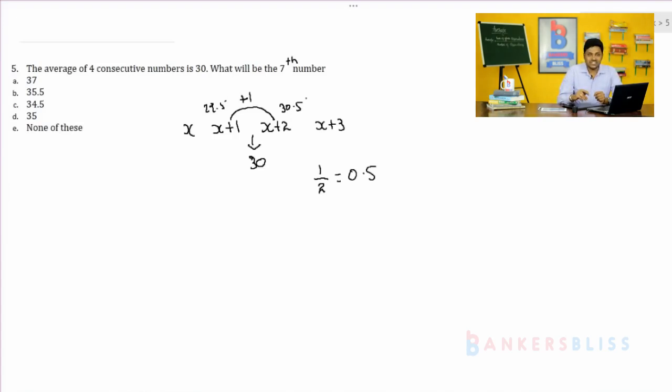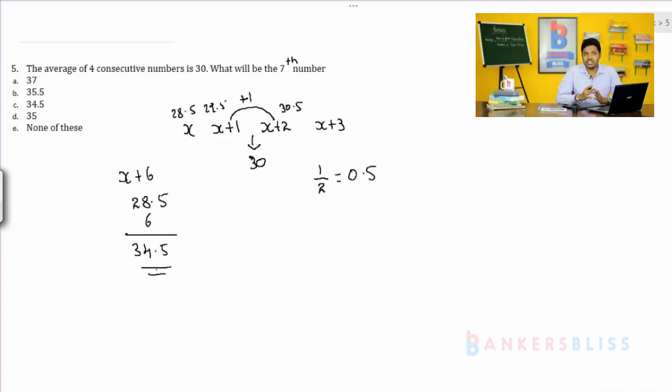So I have to calculate the seventh number. x is the first number, x plus 1 is the second number, x plus 2 is the third number, x plus 3 is the fourth number. Like that, I will get x plus 6 as the seventh number. The value of x is 28.5. So 28.5 plus 6 is 34.5. So the seventh number is 34.5.